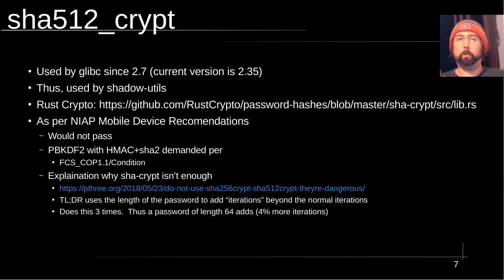These really don't matter for us when we're running desktop Linux or Linux on a laptop. We've got a lot of power here. 5,192 iterations isn't all that much more than 5,000 iterations. So SHA512 Crypt is good enough for our usages. But just keep in mind that if you're making a device that you want to be NIAP certified, you're not going to be able to use SHA512 Crypt.